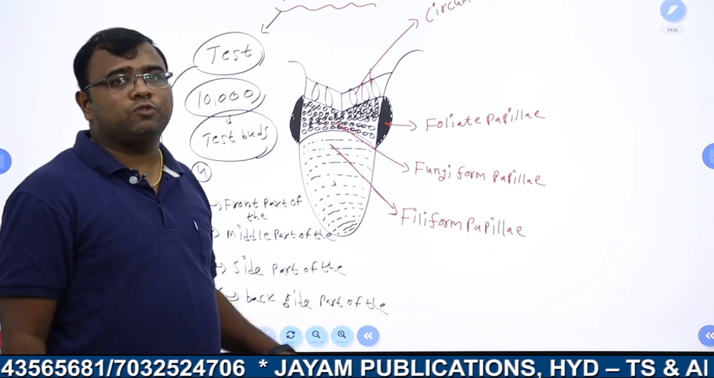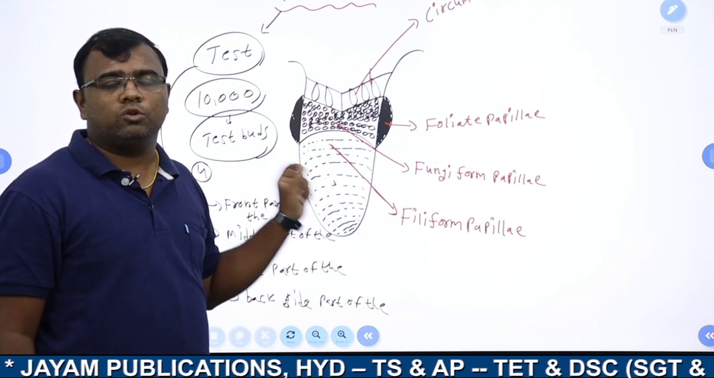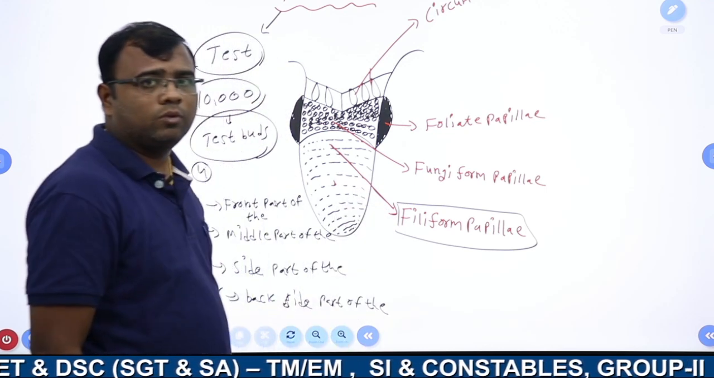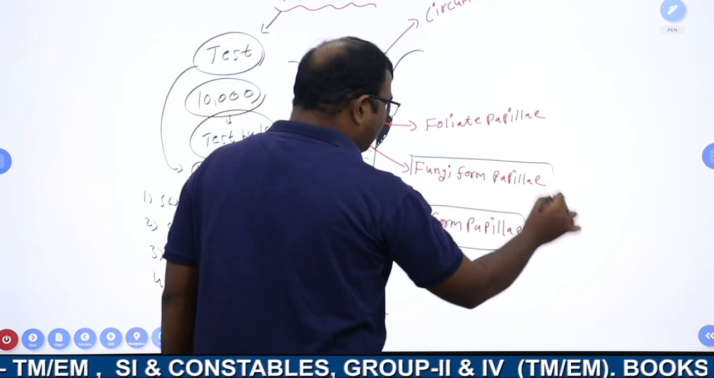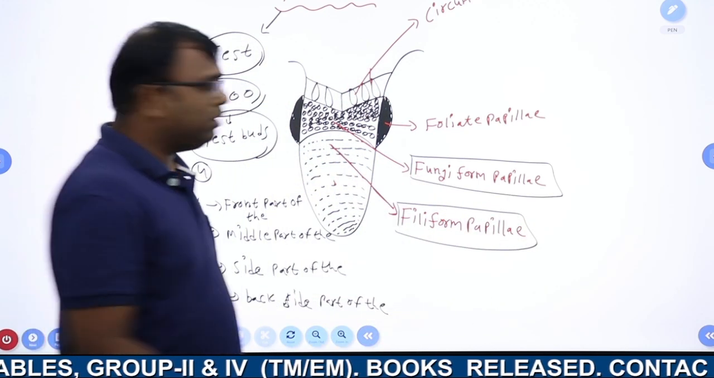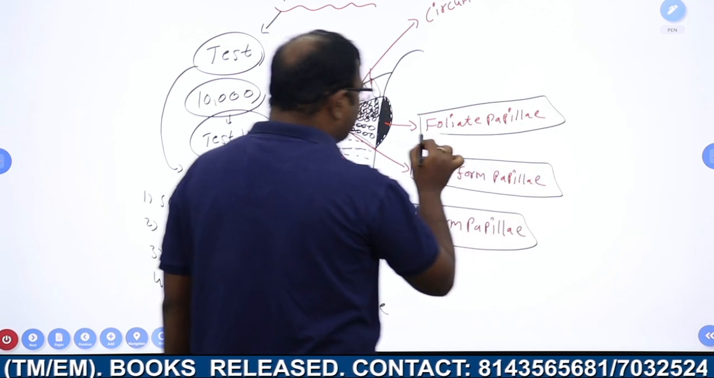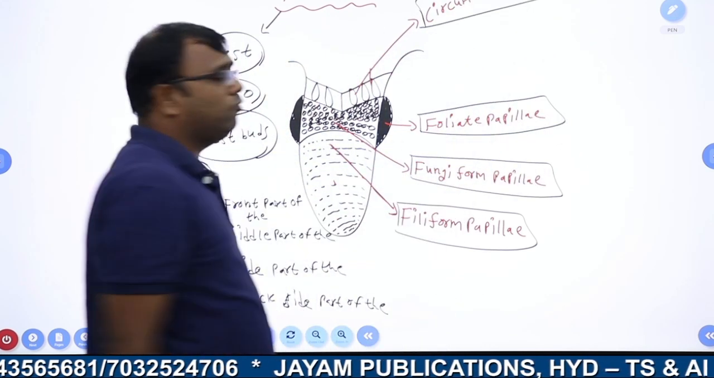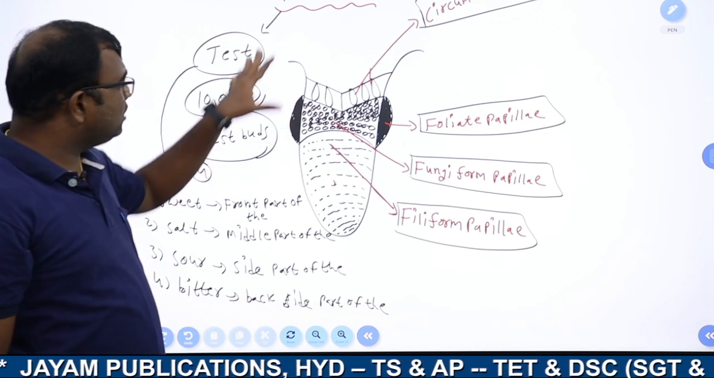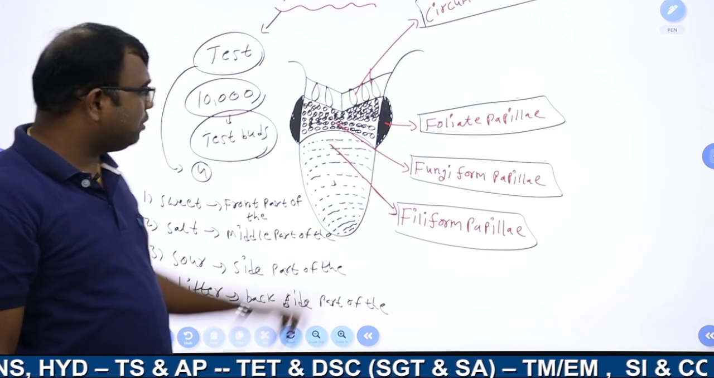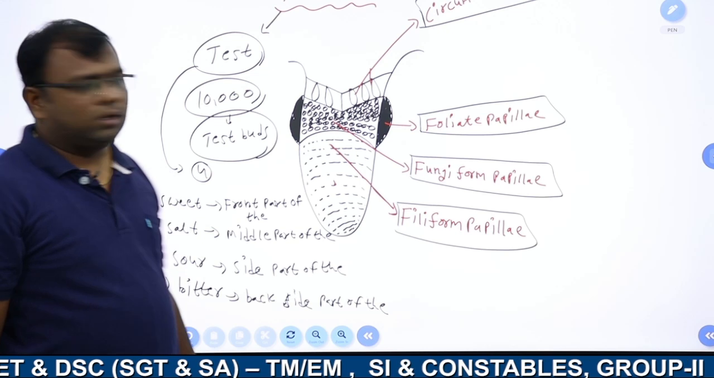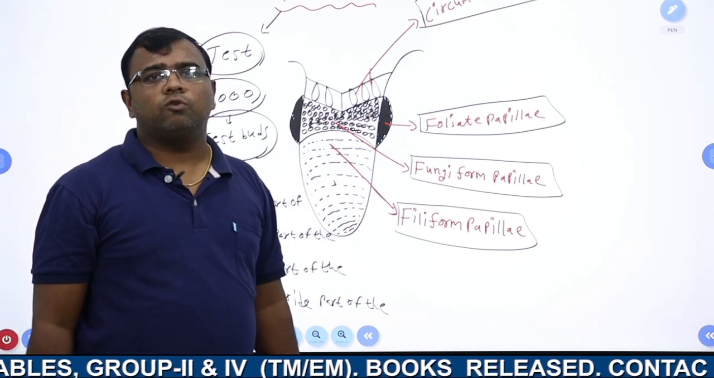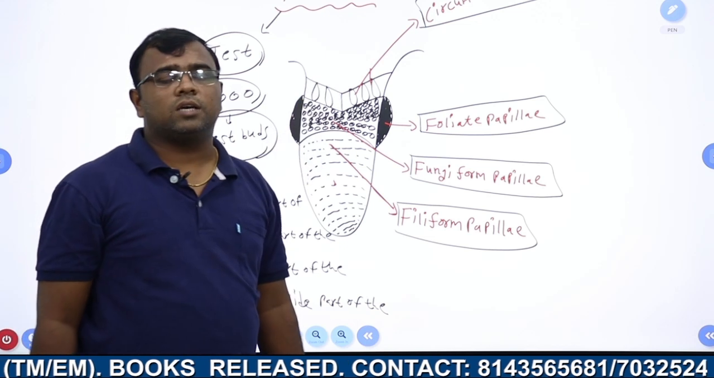The tongue is divided into 4 parts. The first part is filiform papillae, the second part is fungiform papillae, the third part is foliate papillae, and the fourth part is circumvallate papillae.